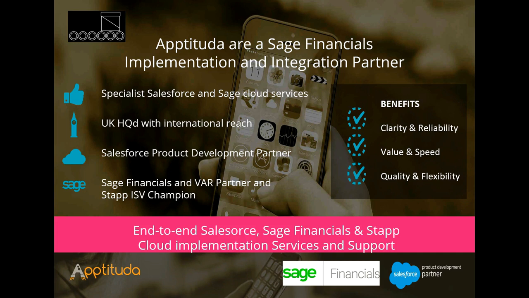Apptituda, the owners of Stapp, are a Sage Financials implementation and integration partner. We provide specialist Salesforce and Sage Cloud services. We have a headquarters in the UK with offshore teams supporting us. We're also a Salesforce product development partner and a Sage Financials VAR partner and a Stapp ISV champion.